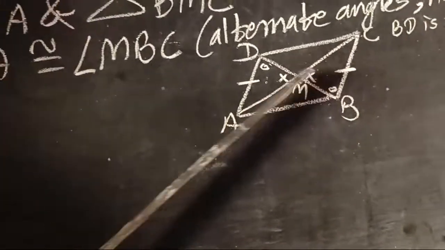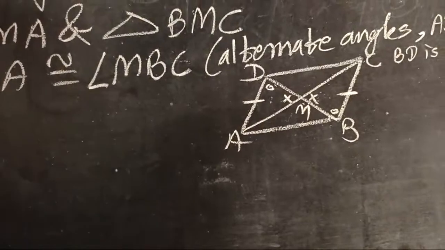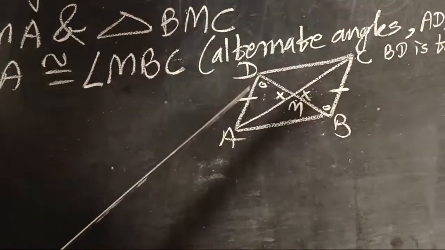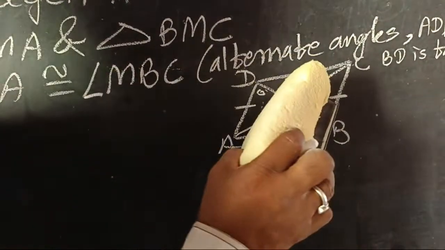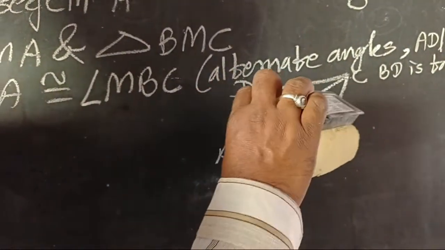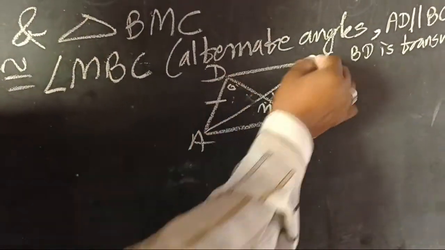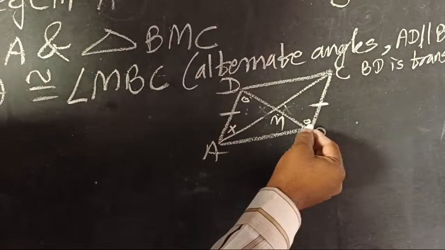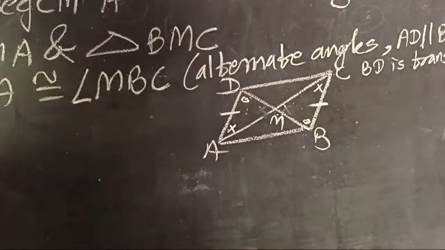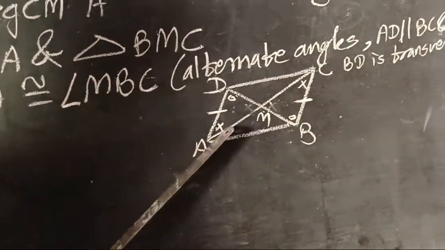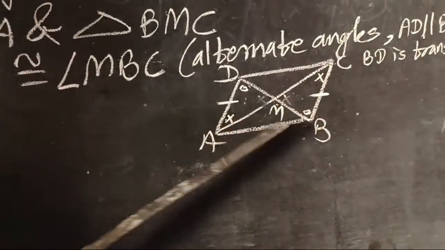Why are these angles congruent? This is not correct. Angle DAM is congruent to angle MCB. Which angles are we taking? DAM and MCB. These angles are also correct, and the reason is yes, good. These are alternate angles. And why are alternate angles congruent?